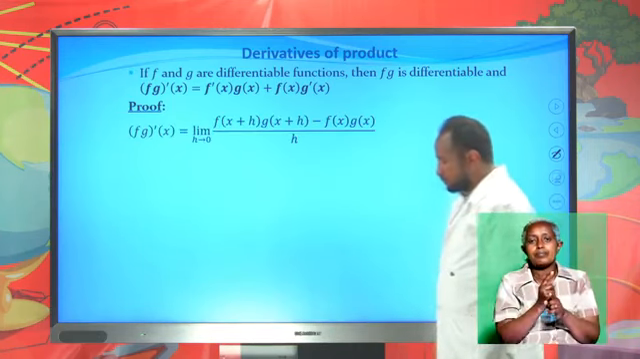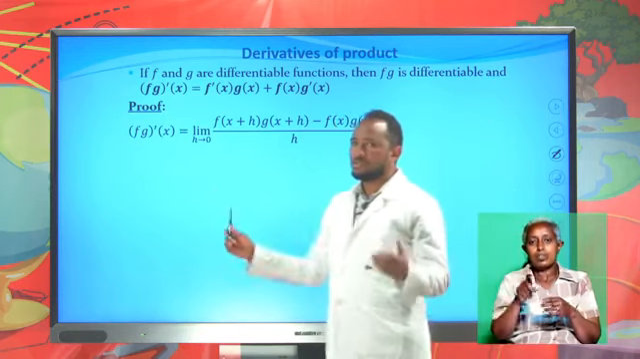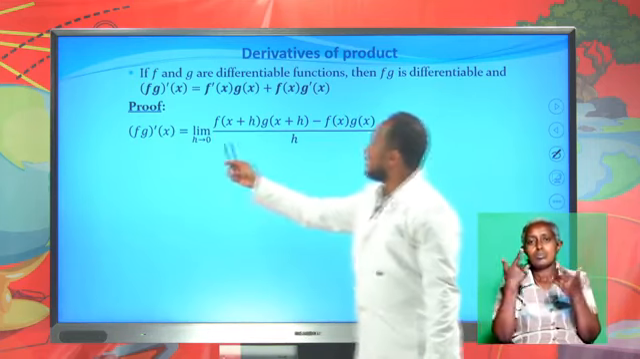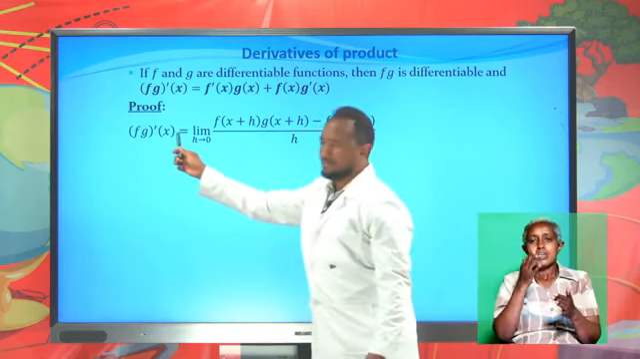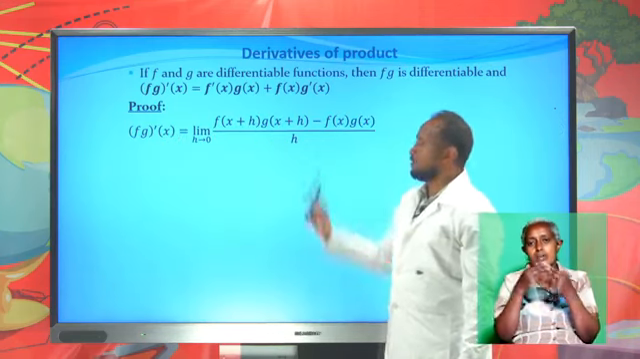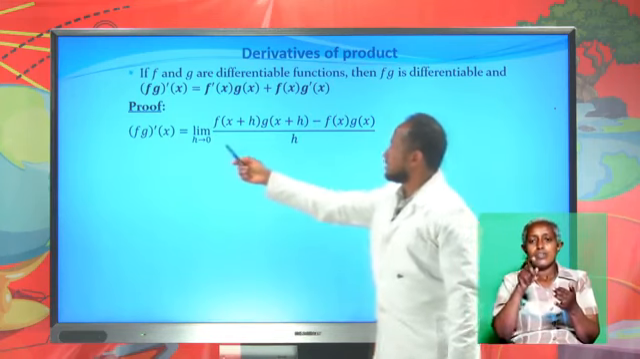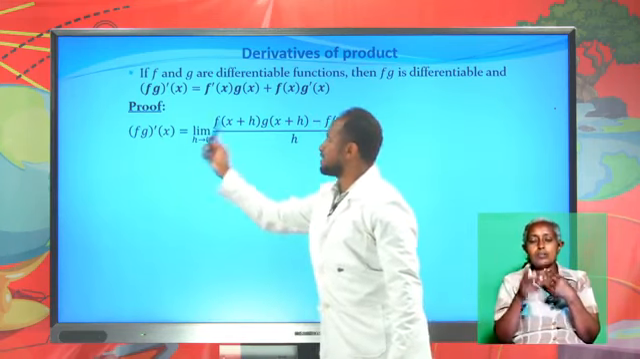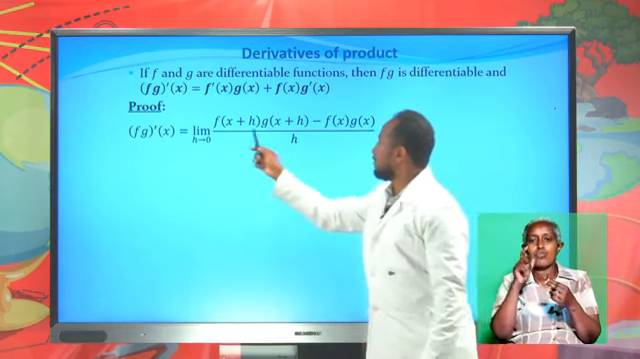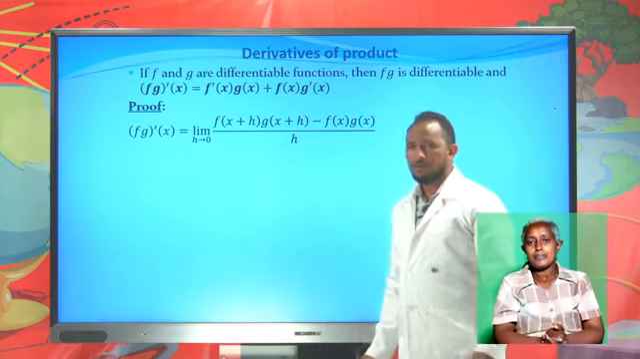Proof: the derivative of f times g at x, using the derivative definition, is equal to the limit of f of x plus h times g of x plus h, minus f of x times g of x, over h, where h goes to 0.